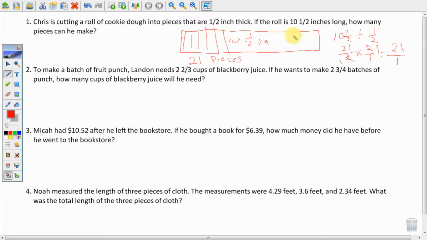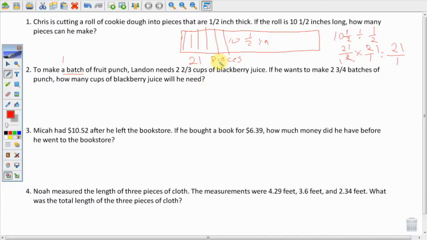So looking at this problem, I was able to visualize it, figure out what the math was, and then work out a very simple math problem. Alright, so we've got number 2 here. It says to make a batch of fruit punch, Landon needs 2 2/3 cups of blackberry juice. So that's one batch. He needs 2 2/3 cups of blackberry juice for that one batch. If he wants to make 2 3/4 batches of punch, how many cups of blackberry juice will he need?